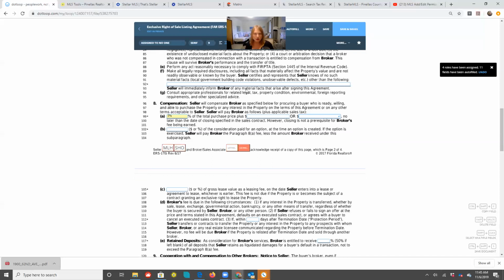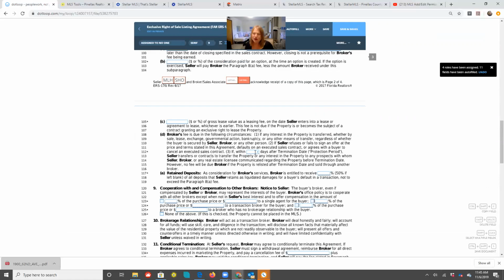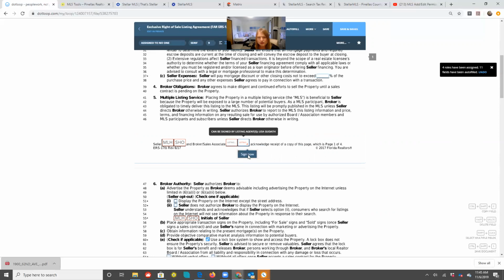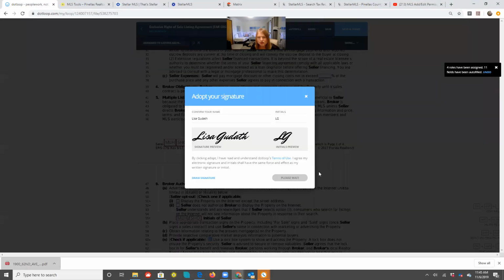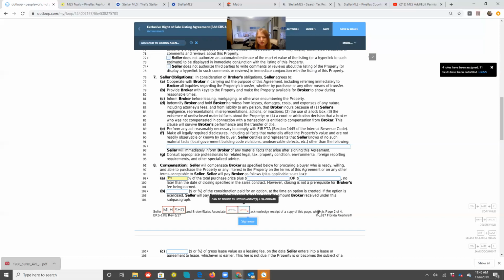This is for an option that you would get paid at the time the option is created. Not real common unless you're working really very straight investment stuff. Options are much more common there. And you can sign as you go, by the way. Listing agreement, sign now, listing agent. That is something handy about this program: you can sign as you go.